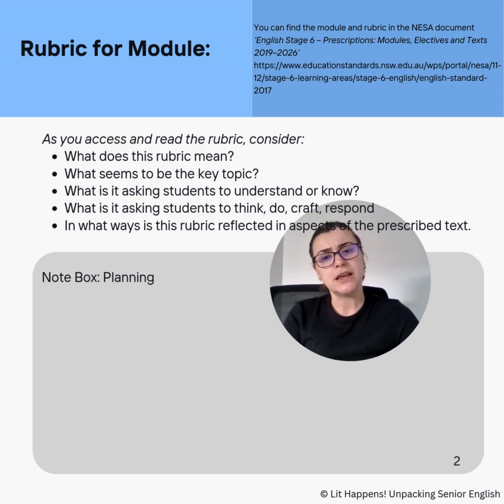And then, lastly, I want you to consider, well, in what ways might this rubric be reflected in the prescribed text that you're looking at? So, for example, if you're doing the Henry Lawson short story collection, then you might be looking at the representations of culture there, Australian identity. You might be looking at more particularly pioneer Australian identity. You might also be considering the gaps and silences of the identities that are not being represented or are not at the forefront.